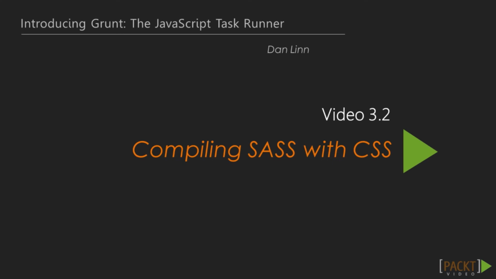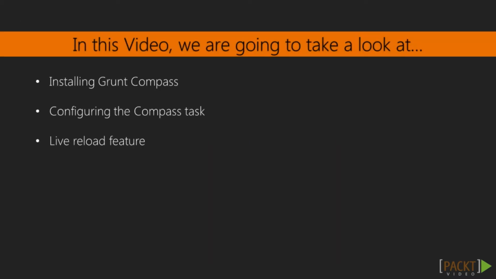Welcome back to Introducing Grunt, the JavaScript Task Runner. This is the second video in the third section, compiling Sass with Compass. The last video introduced us to Grunt Server. In this video, we'll install grunt-contrib-compass to compile our Sass into CSS. Then we'll take a look at live reload.